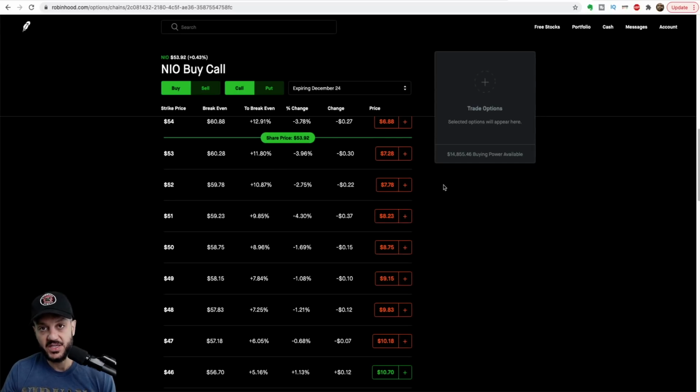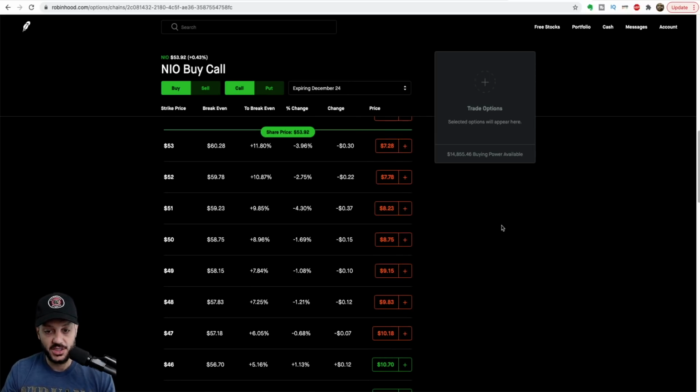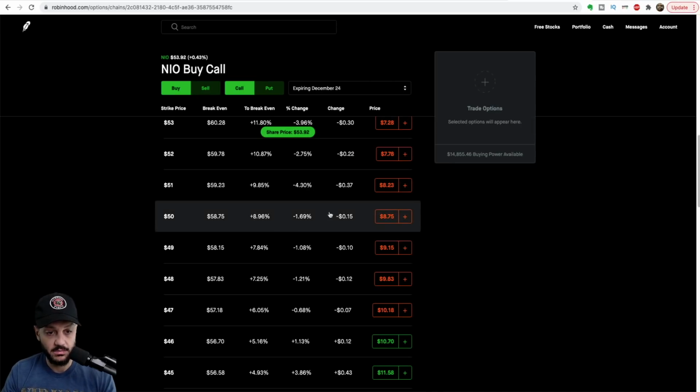Now, the advantage with options is that your capital commitment is actually a lot less than buying 100 shares of the stock. So if you look at NEO, for instance, currently it's priced at $53.92. Let's just call it $54. So if you bought 100 shares of NEO right now, it will cost you $5,400. Let's just pick an arbitrary call options contract here. The $50 contract expiring December 24th costs you $875.